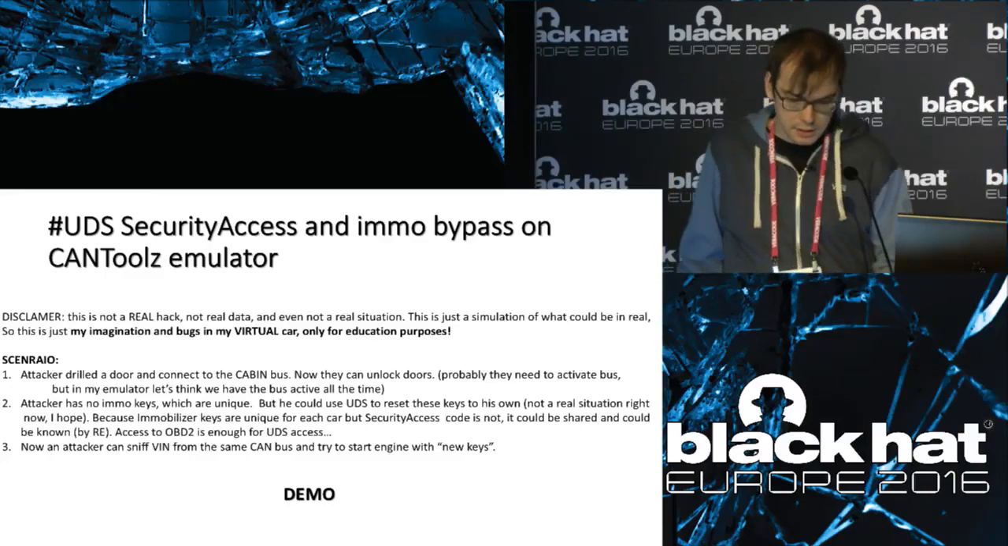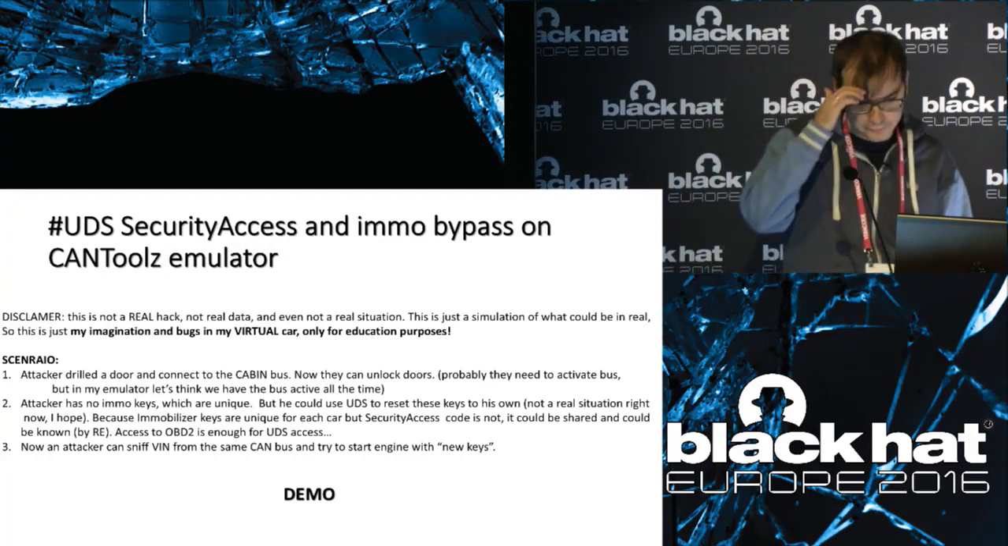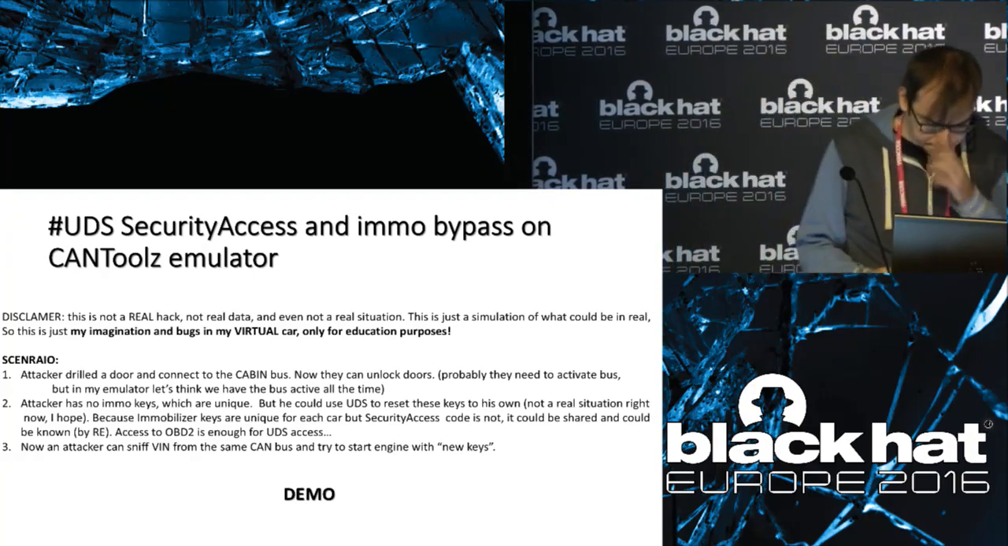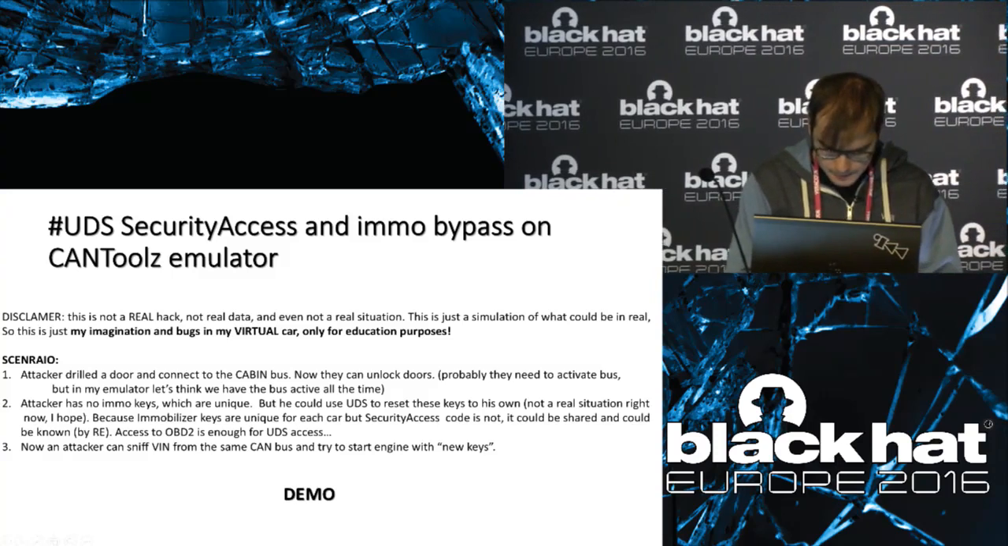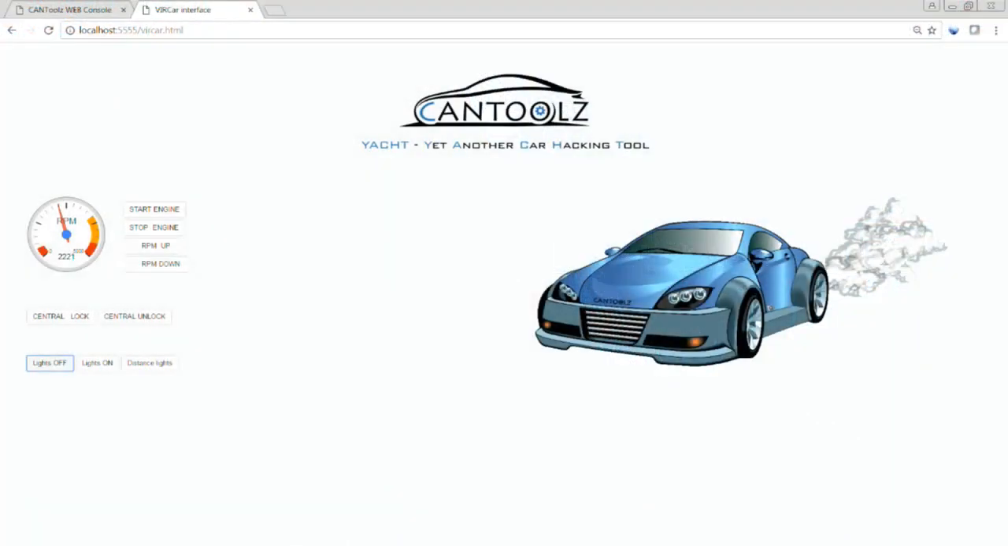Because I mentioned that CAN and UDS are important for thieves, I want to show the demo I have here. So let's go back to the car. Let's stop it, and let's remove the immobilizer keys from this car.